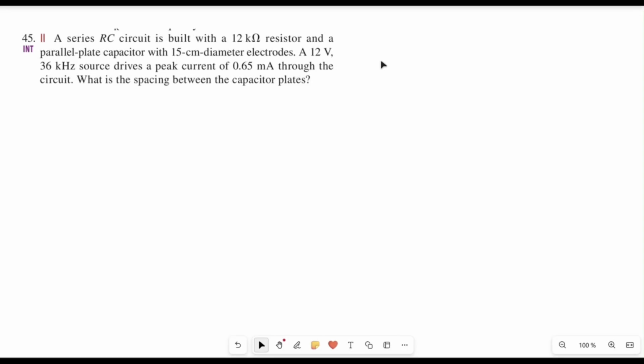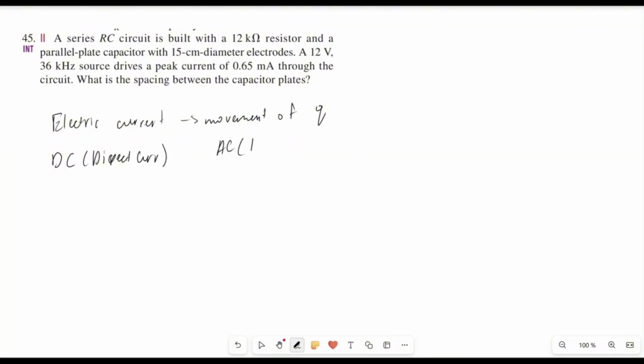Today I'll solve two problems about electric circuits. First, I want to explain some basic ideas. Electric current means movement of charges. In circuits, charges move because of a source. There are two types of source: DC, direct current, and AC, alternating current.